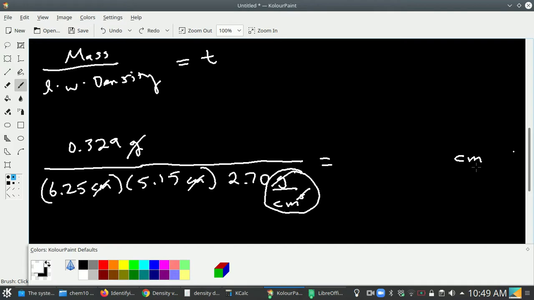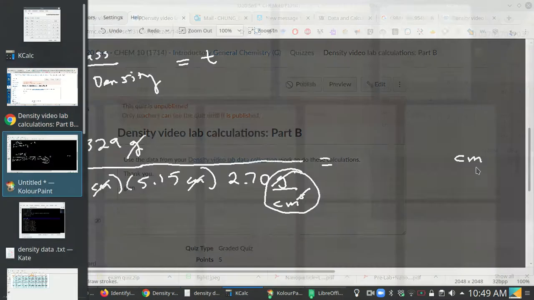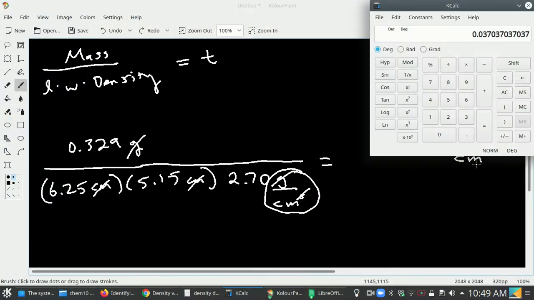So let's see what the answer is. It should be a ridiculously low number. Oh, here we go. Nice calculator. Because, you know, aluminum foil is thin, like really, really thin. Oh, yeah, that's a ridiculously low number.